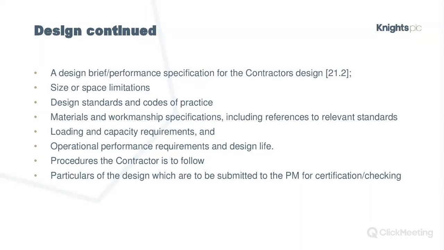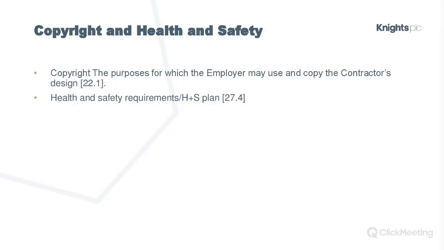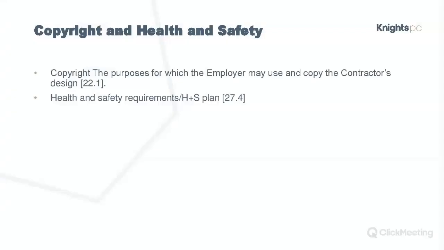So just continuing with the design, these are a list of all the things that the NEC lists as design issues that should be specified by the employer to state exactly how it wants the design to work. Other things that need to be included in the works information: copyright issues and health and safety issues. Typically what we see with regard to copyright is that it's actually amended into Z clauses because it's considered a legal point rather than something in the works information.